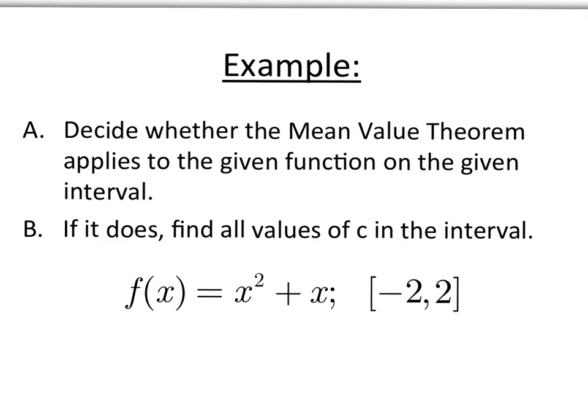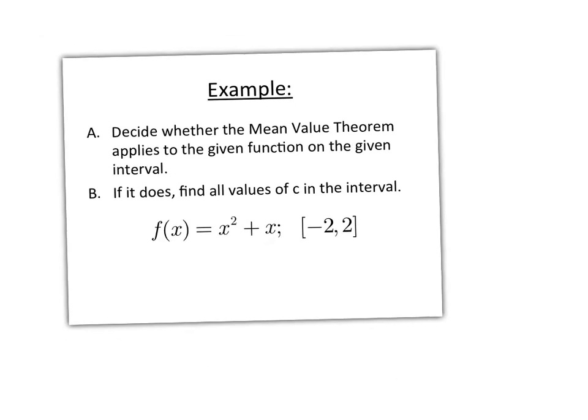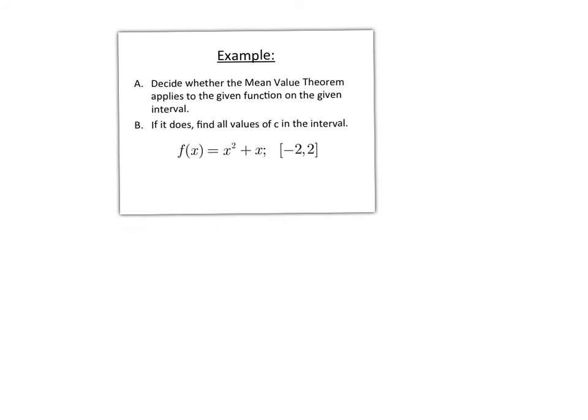Let's look at an example. We're supposed to decide whether the mean value theorem applies to the given function on the given interval. In order for it to apply, we have to have our function be continuous, which it would be because this is just a quadratic parabola, and it also has to be differentiable on the interval. A parabola is differentiable everywhere, so it's definitely differentiable on the open interval from -2 to 2.